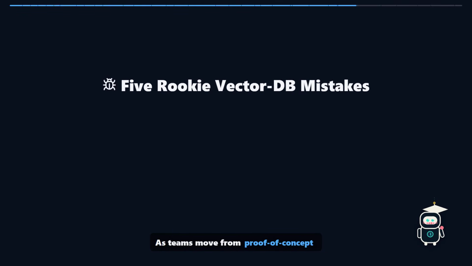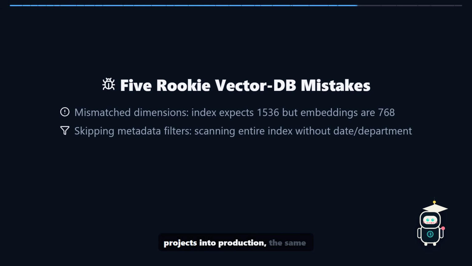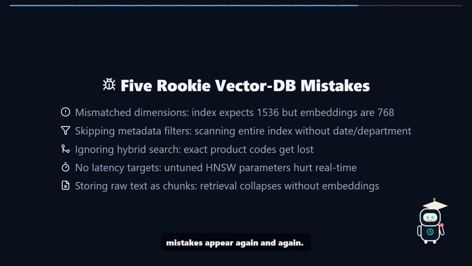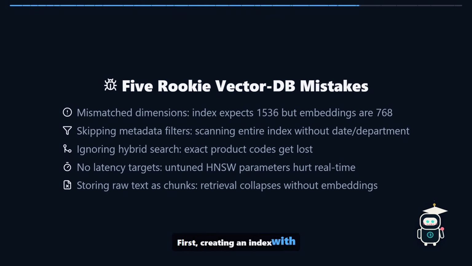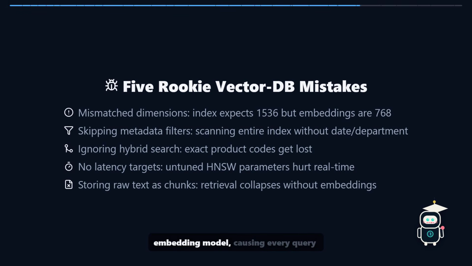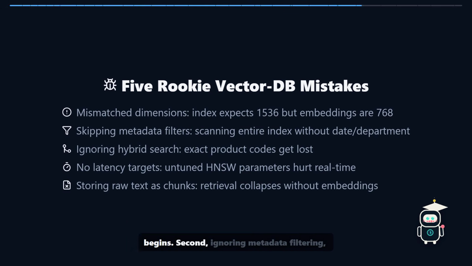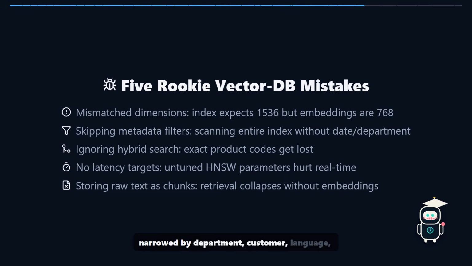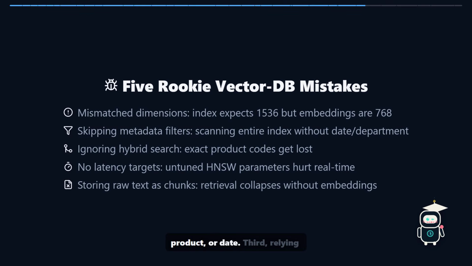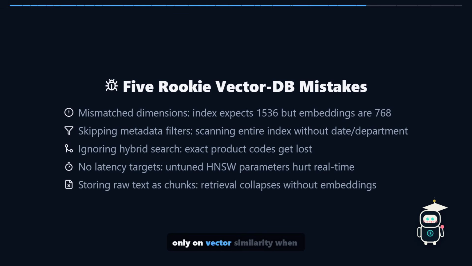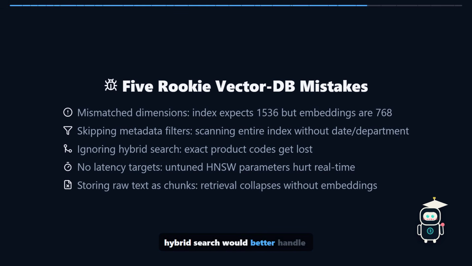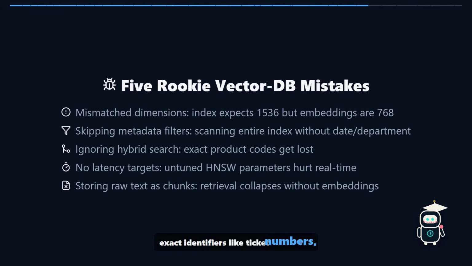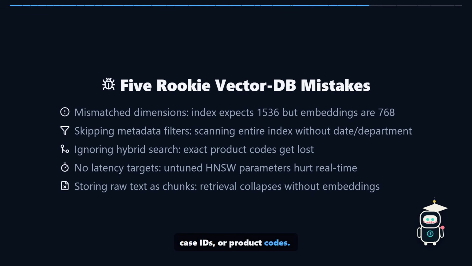As teams move from proof-of-concept projects into production, the same mistakes appear again and again. First, creating an index with dimensions that don't match the embedding model, causing every query to fail before retrieval even begins. Second, ignoring metadata filtering, forcing every search to scan documents that could have been narrowed by department, customer, language, product, or date. Third, relying only on vector similarity when hybrid search would better handle exact identifiers like ticket numbers, case IDs, or product codes.